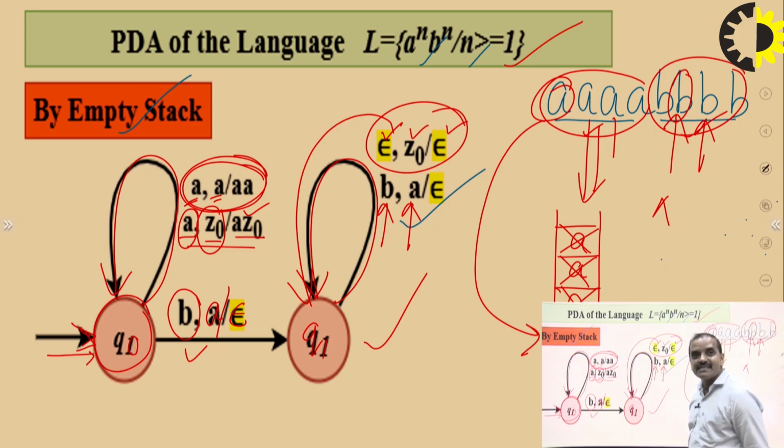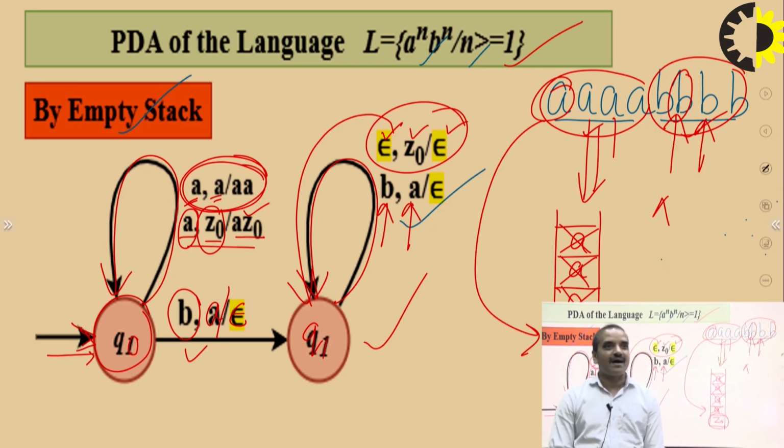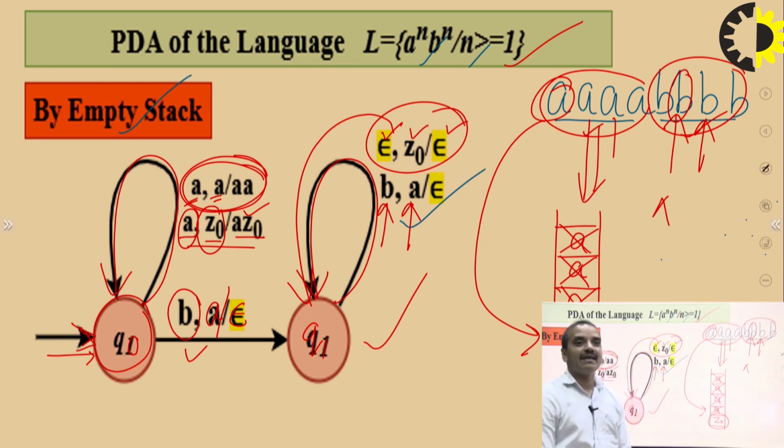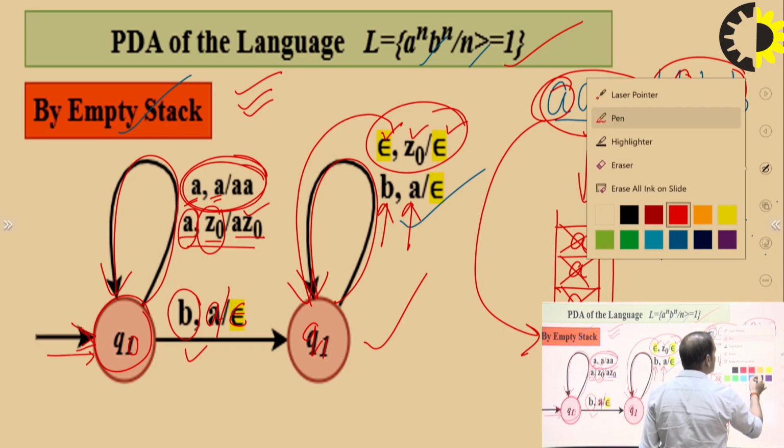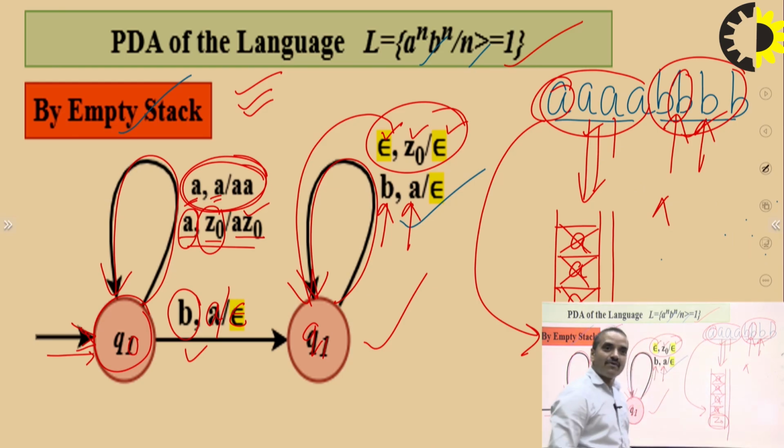Such type of string is accepted in case of finite automata or deterministic finite automata, but here we design a PDA for the given language, so that we declare this language for A power n and B power n. We want to write the transition function for this transition diagram. The same procedure is used for writing the transition function for the given transition diagram.